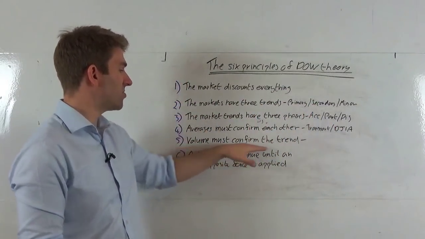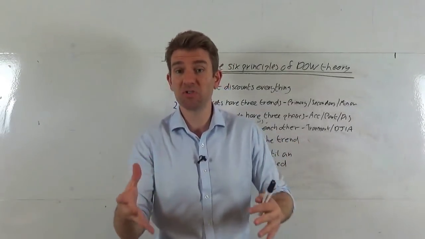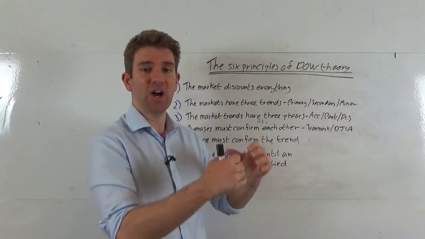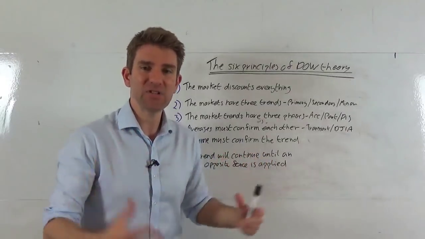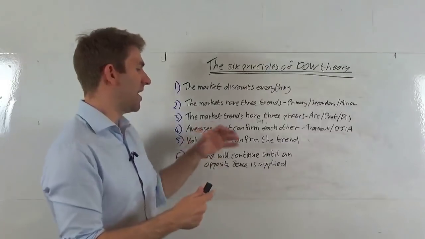Number five, volume must confirm the trend. So he always thought the volume was a secondary indicator, and most of us agree with that. When you've got a good, strong trend, the volume is going to pick up with the trend as more participants come in, more momentum comes in. And as it starts to die off a little bit, volume will fall. So volume is there and it confirms the trend.